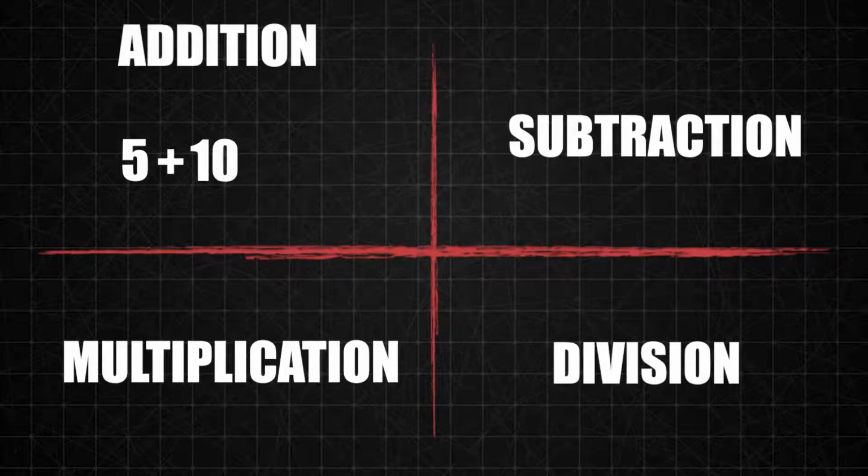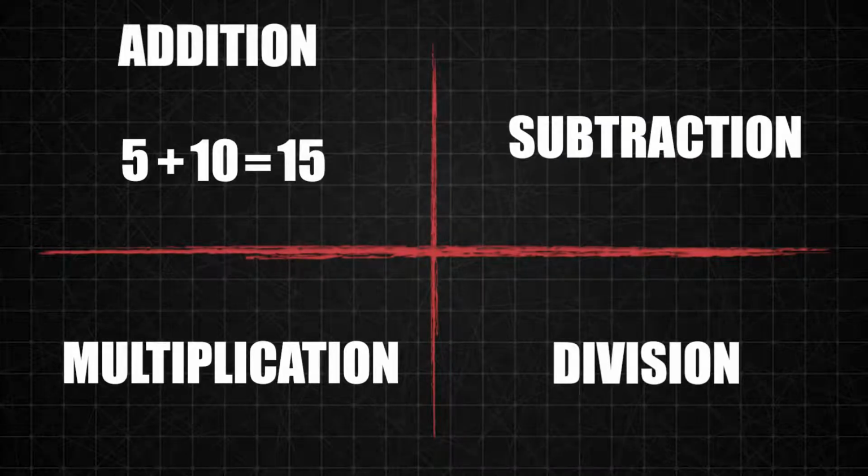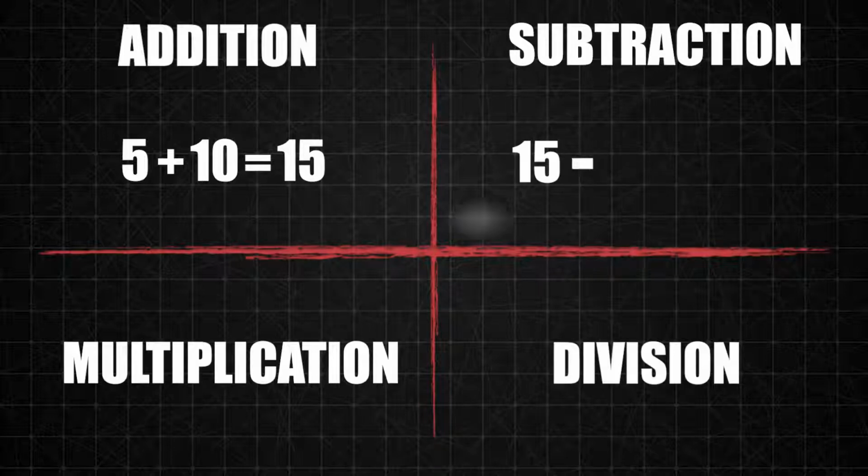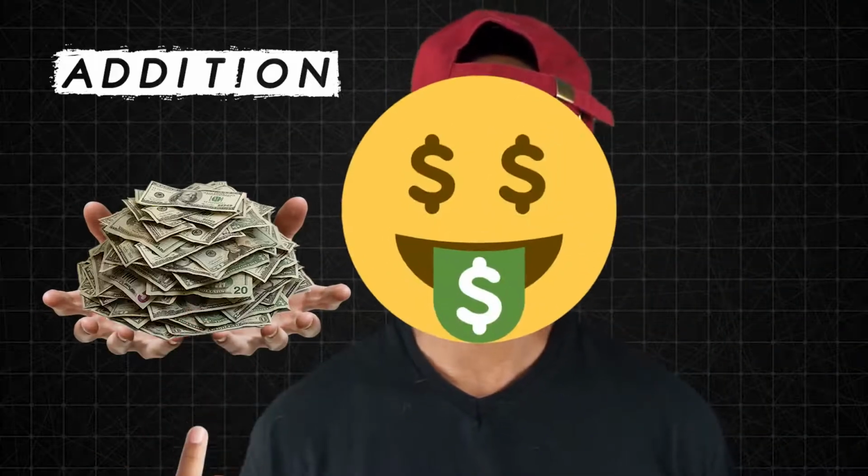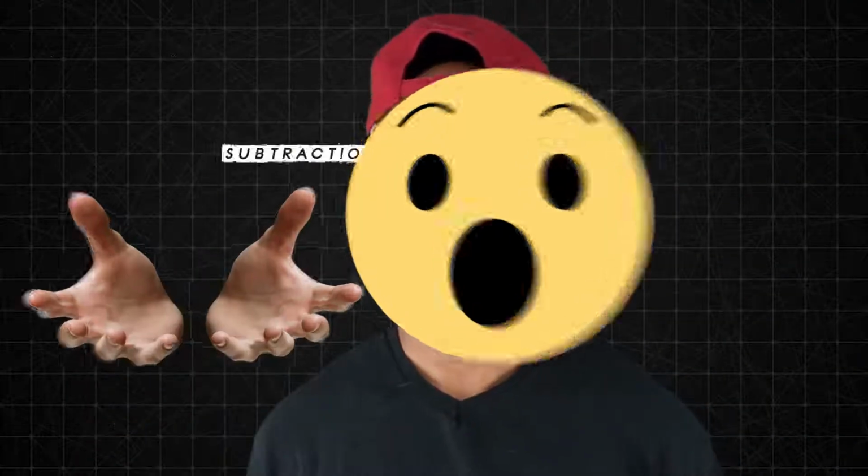If you add 5 to 10 to get 15, you can undo that operation by taking 15 and then subtracting 5 from it to get back to the original 10. It's just like give and take. Addition gives and subtraction takes.